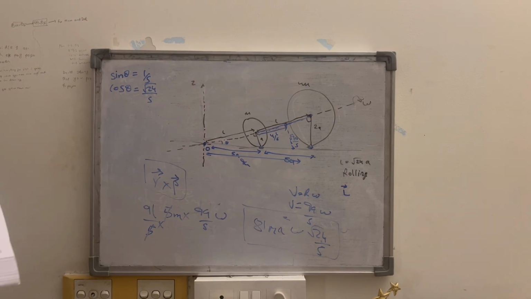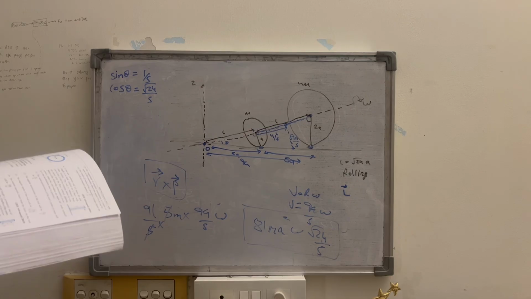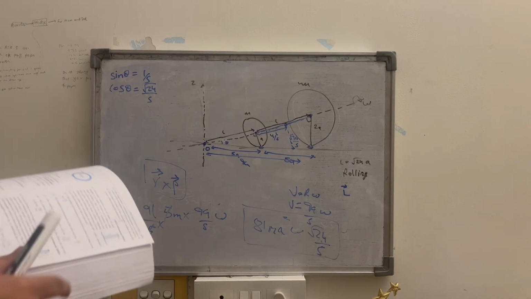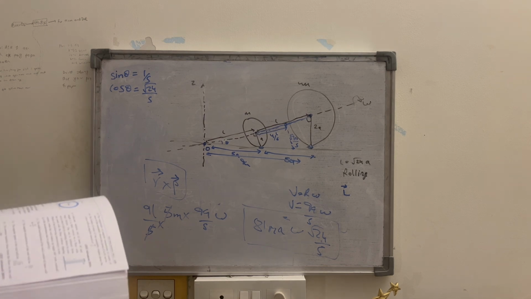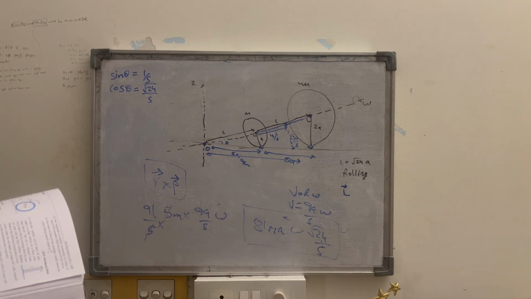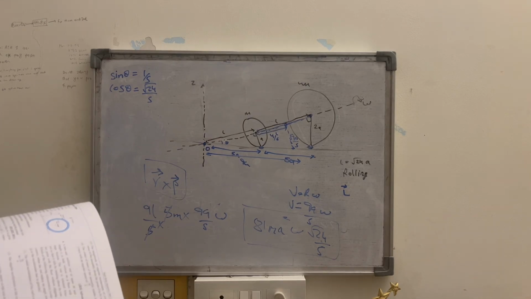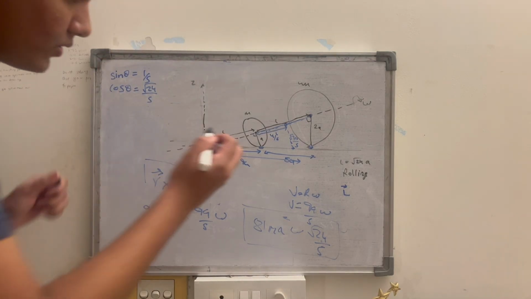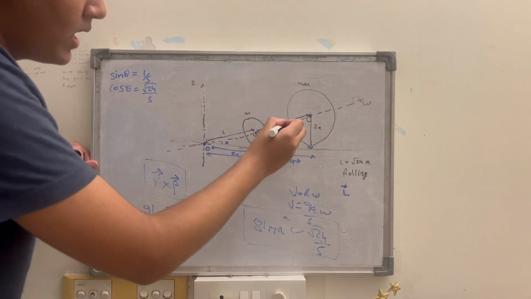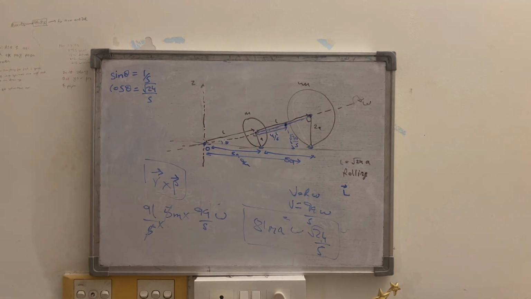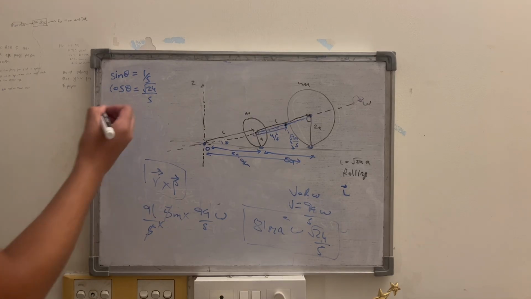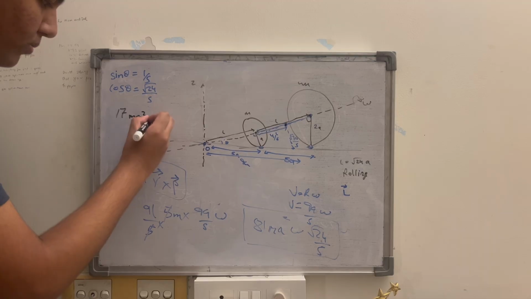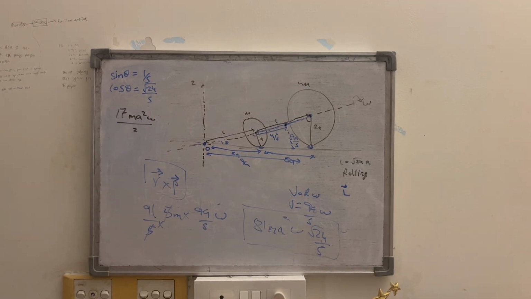Okay, coming on to the next part, the magnitude of angular momentum of the assembly about its center of mass is 17 m a square omega by 2. That is what they are asking: the magnitude of angular momentum of the assembly about the center of mass. So about this point, they are asking the angular momentum. They are saying that it is 17 m a square omega by 2. Okay, let's check if that's the case. Let's calculate that.